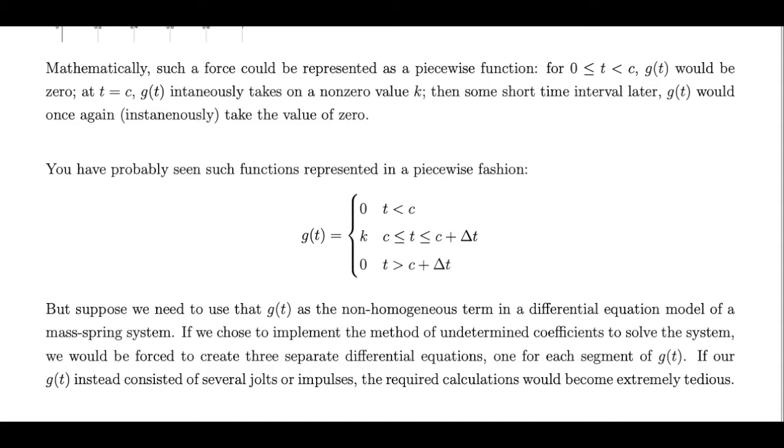In the specific context of our mass spring system, this force, as I've described it, would be an external force acting on our system. It would be the g of t term that makes the differential equation non-homogeneous. So imagine you have such a g of t and you want to implement, say, undetermined coefficients to solve the differential equation. You would need to set up a distinct differential equation for each of the cases that occur in your g of t. Such a process is doable, but it's not particularly efficient.